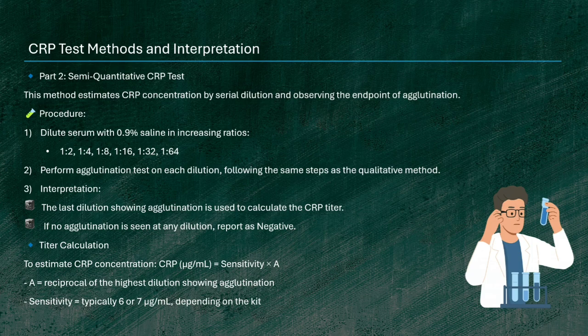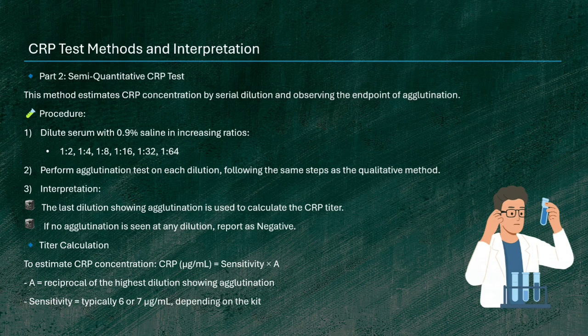3. Interpretation. The last dilution showing agglutination is used to calculate the CRP titer. If no agglutination is seen at any dilution, report as negative titer. Calculation to estimate CRP concentration: CRP, micrograms per milliliter, equals sensitivity times A, where A equals the reciprocal of the highest dilution showing agglutination. Sensitivity is typically 6 or 7 micrograms per milliliter, depending on the kit.